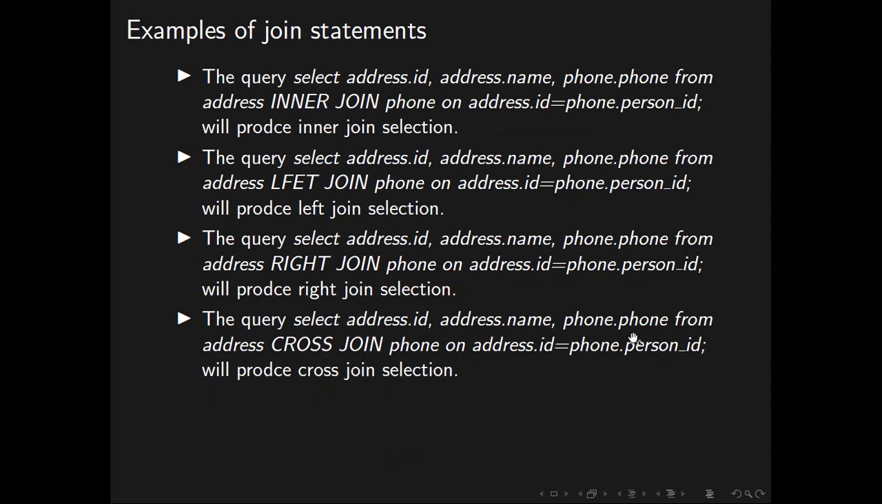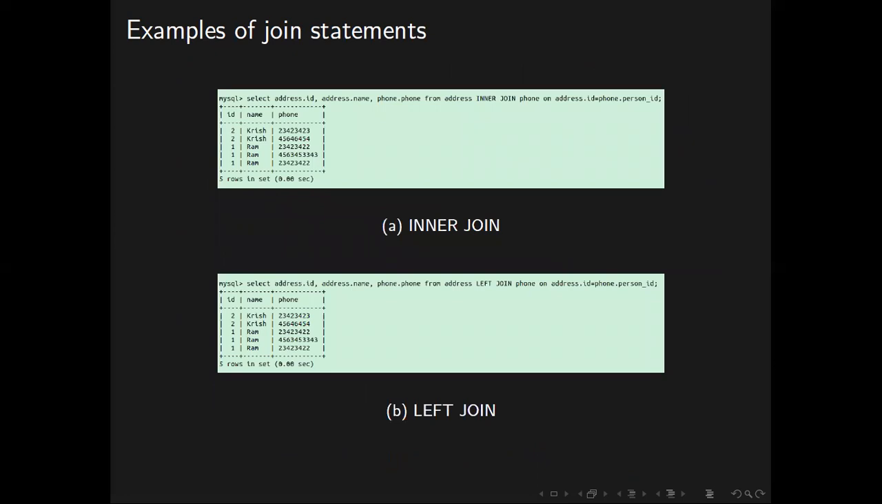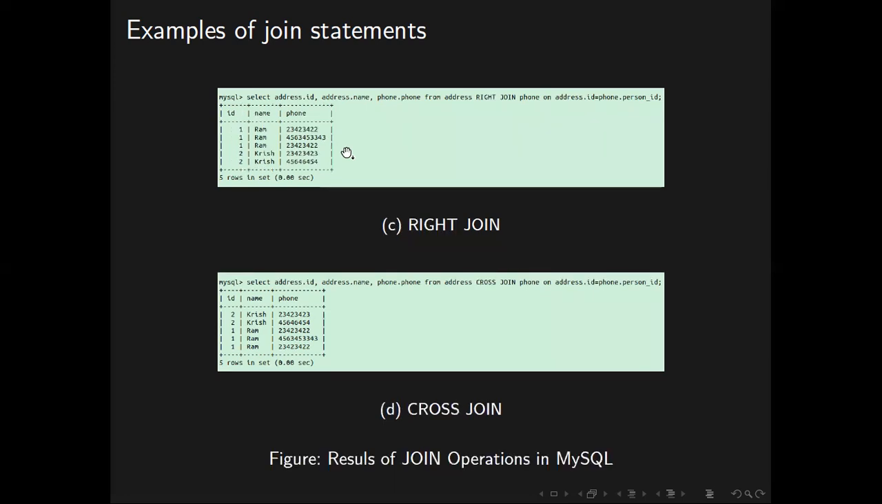Two tables called address and phone are combined here using cross join. Using left join. Using inner join. Using right join. Left, the spelling is wrong. LFET. It should be LEFT. Then examples of join statements. These are the results for running join queries. Some join statements and their results. Inner join, left join, right join, and cross join have been run, and the results are shown here.